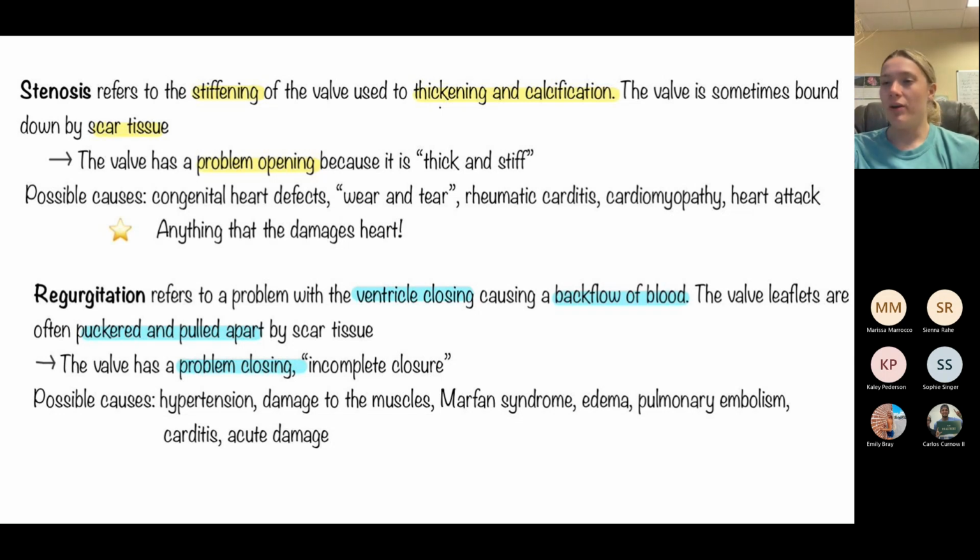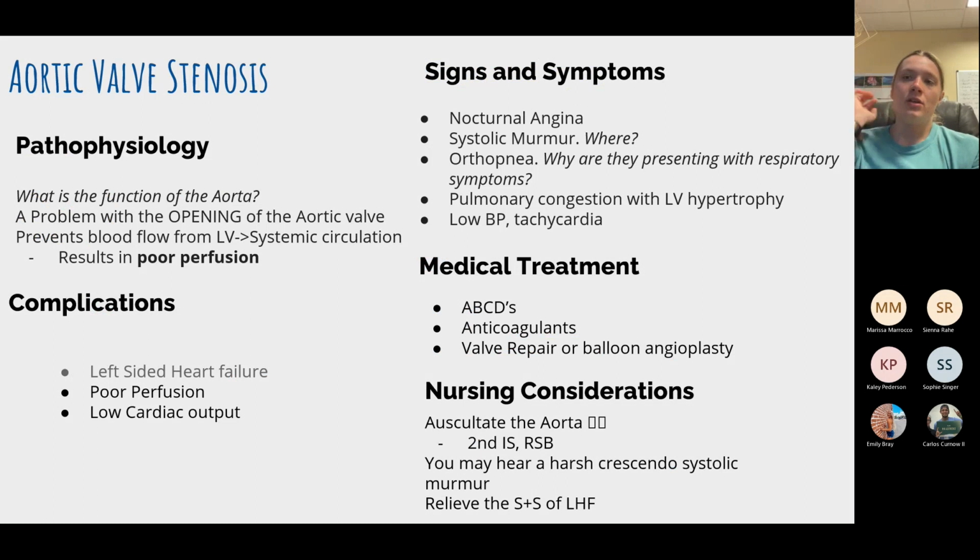You ever drink water and it went down the wrong pipe because something didn't close right? Same concept. So when we're talking about aortic valve stenosis, what does the aorta do? What's the function of the aorta? It helps send blood out to the body. So if my aorta is not opening, I'm having a really hard time sending blood out to the body. That's why you might hear a systolic murmur.